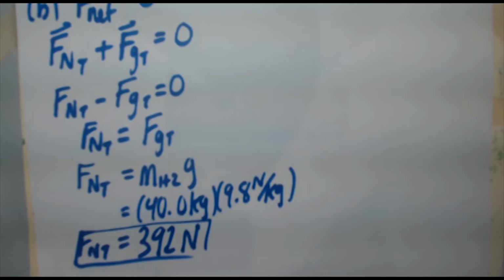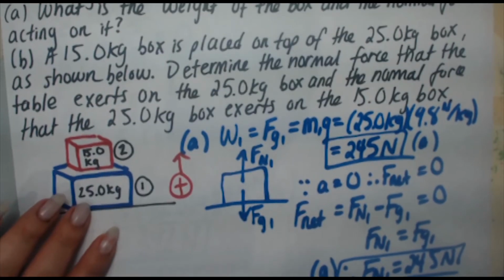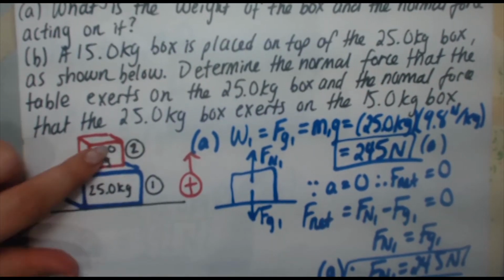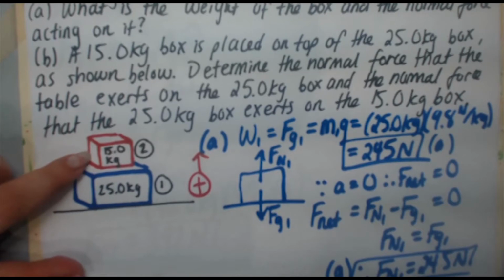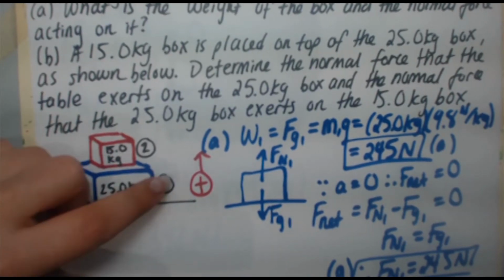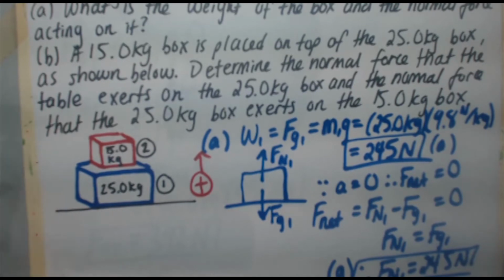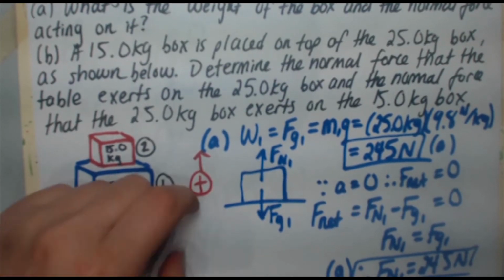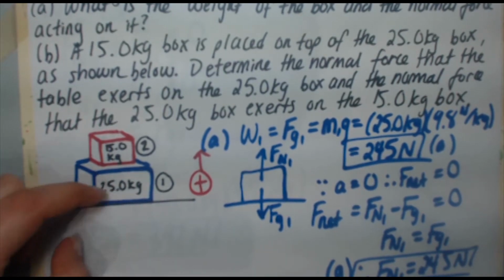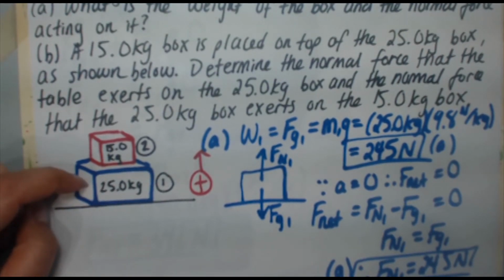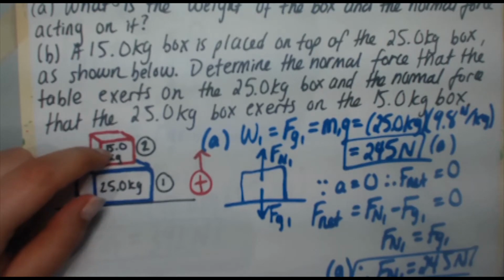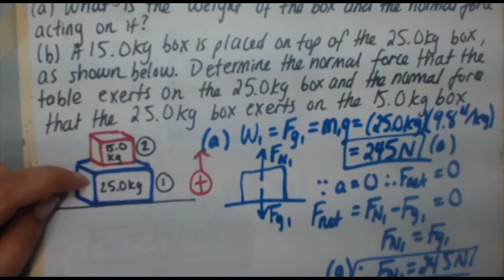And now we have to find the normal force that the 25 kilogram box exerts on the 15 kilogram box. Let's take a look at that image again. The normal force that this exerts on the 15. Something you've got to understand here is that when the first box was on the table, the table has a mass as well, right? Although it's not stated, whatever that mass is, it's applying a force back on the 25 kilogram box. So it really doesn't matter that the 15 kilogram box is on the 25 kilogram box.